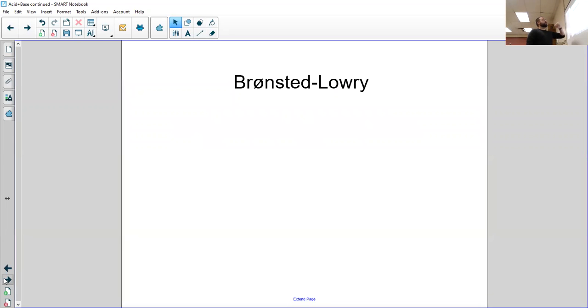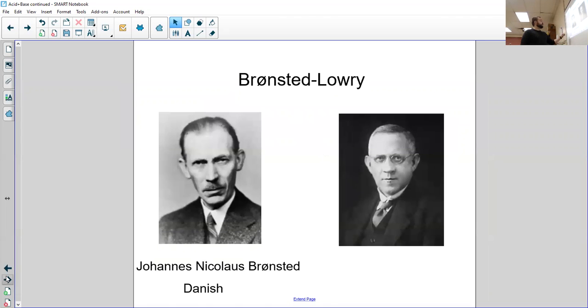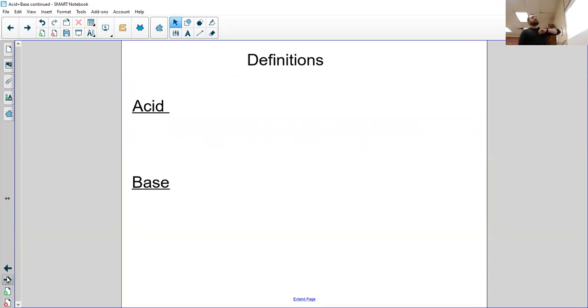So we had the Bronsted-Lowry definition. We had these two gentlemen. On the left, you will see Johannes Nicholas Bronsted, who is Danish. On the right, you'll see Thomas Martin Lowry. He was English, British. They came up with different definitions for acids and bases. They didn't do this together. They did it independently of each other, but at the same time. So we give them both credit. We call them Bronsted-Lowry acids and bases.